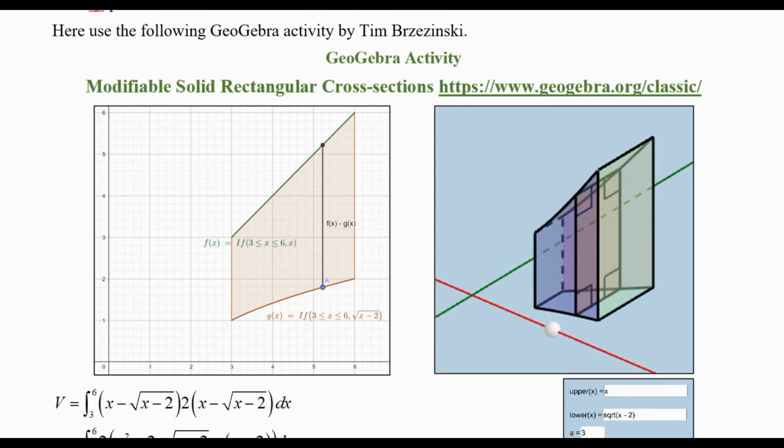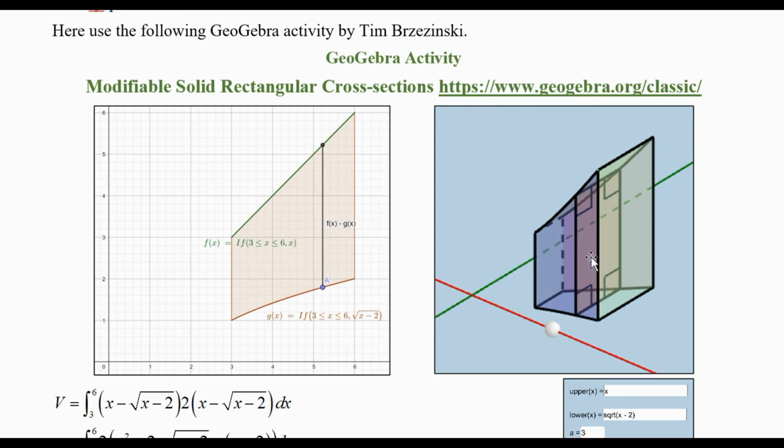We'll have two illustrations. The one on the left is just the illustration of what's happening in the xy plane for the base. The bottom curve is the square root of x minus 2 between 3 and 6, and the top curve is just y equals x from 3 to 6. The shaded area is the flat base of one side of the figure, the face that's down in the xy plane.